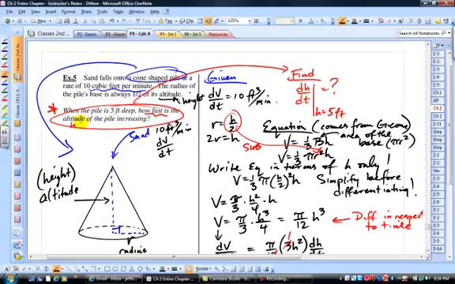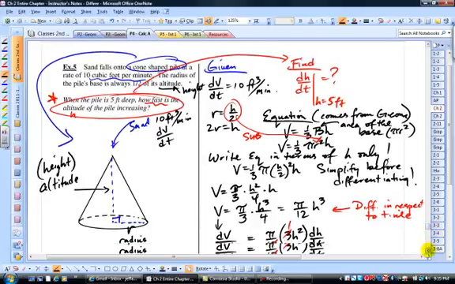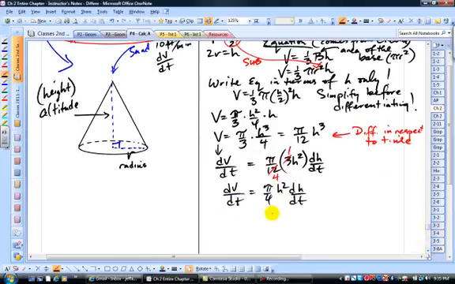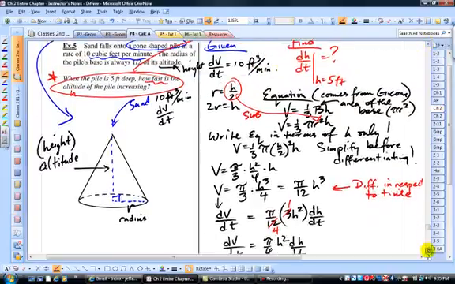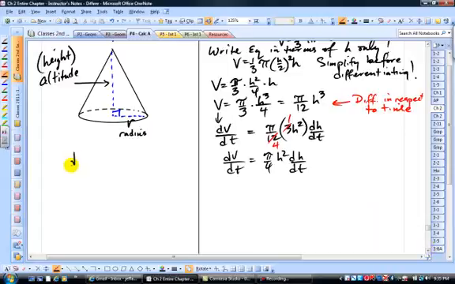So let's go back and figure out what we want to find here. I want to figure out how fast the altitude is increasing. What's the change in height over time when h is exactly 5? The volume's coming in at 10 cubic feet per minute, so I better write this over here. So dV/dt is 10 cubic feet per minute. I want to find dh/dt when h is exactly 5 feet.